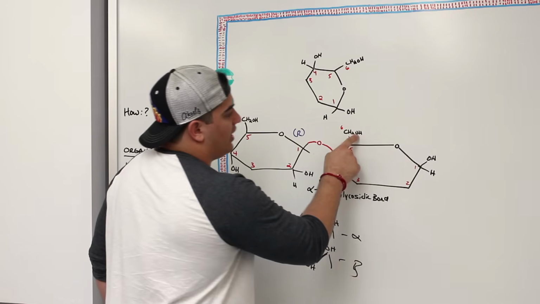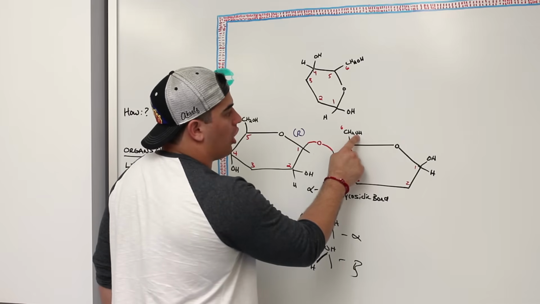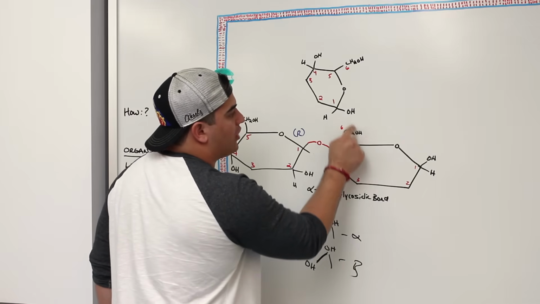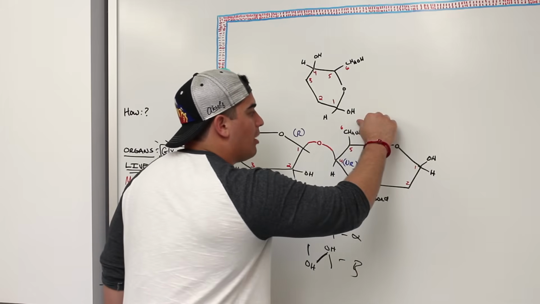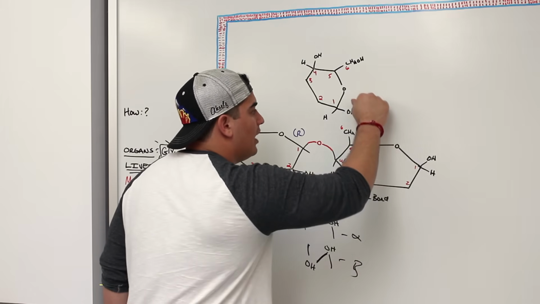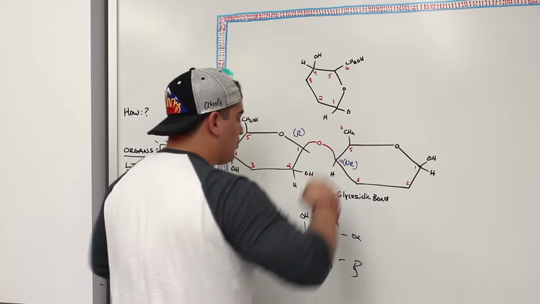Now what I'm going to do is take this OH from the 6 carbon and fuse that with the OH of the 1 carbon. I'm going to have a hemiacetal to an alcohol reaction. So I'm going to get rid of this, and I'm going to get rid of this. I'm going to release water out of it.